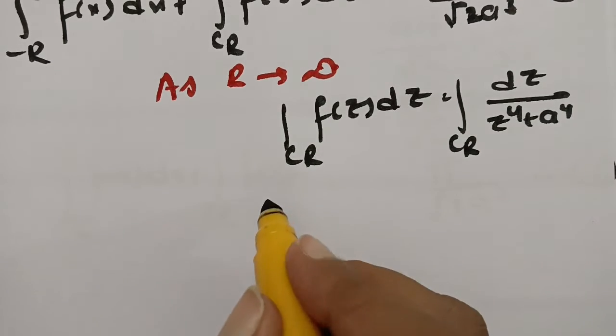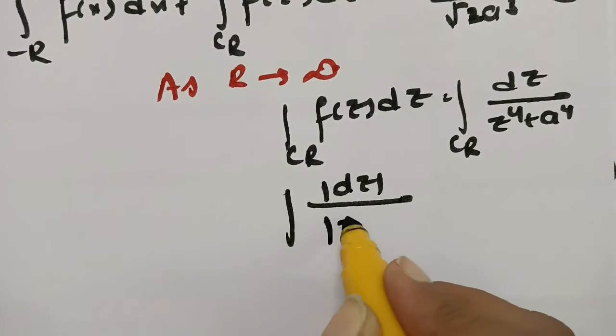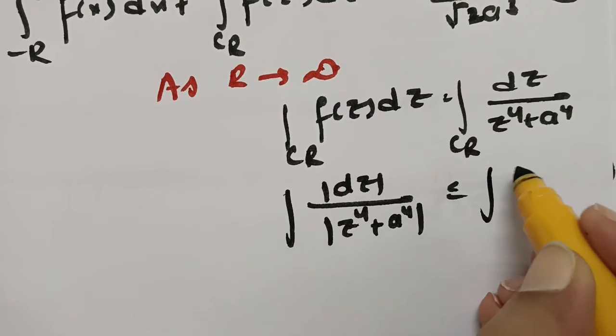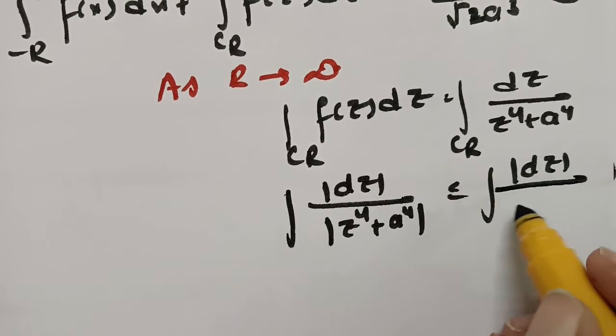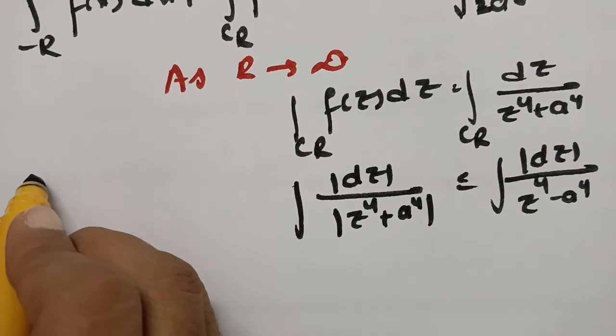So if I take modulus, mod of z square by z power 4 plus a power 4, which is less than or equal to mod z square by mod z power 4 minus a power 4. So here is a small substitution.